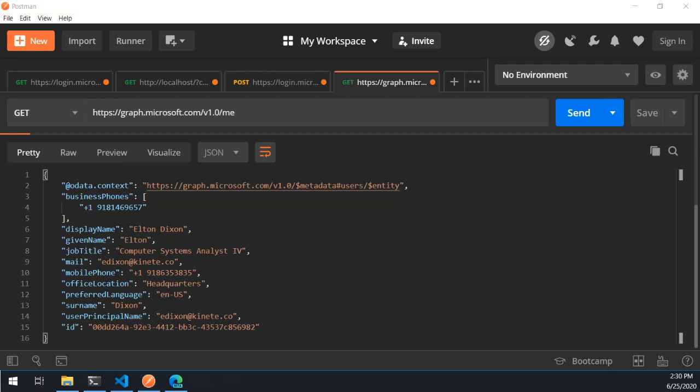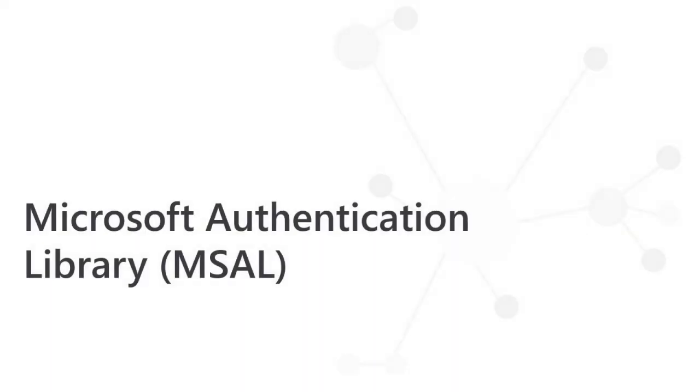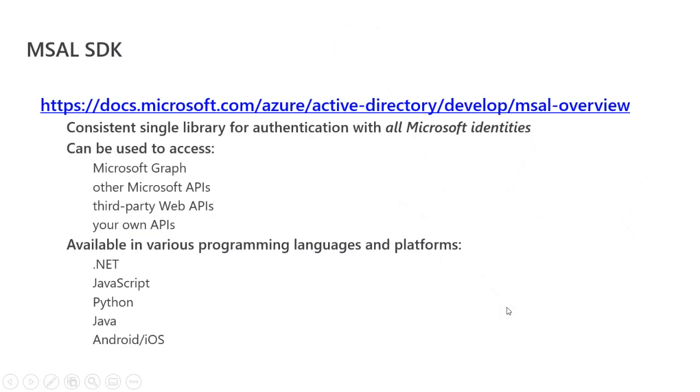Now, going from there, this wouldn't be a great webinar if I didn't show you how to make your life easier. And that's where the Microsoft Authentication Library comes in. The Microsoft Authentication Library is a set of SDKs for your favorite programming languages that allows you to access these APIs using these tokens that we just talked about, whether they're your APIs, Microsoft-provided APIs, third-party APIs, or even something like the Microsoft Graph.